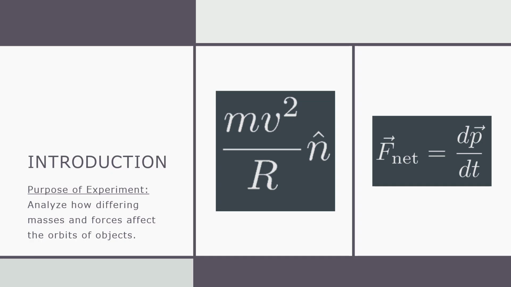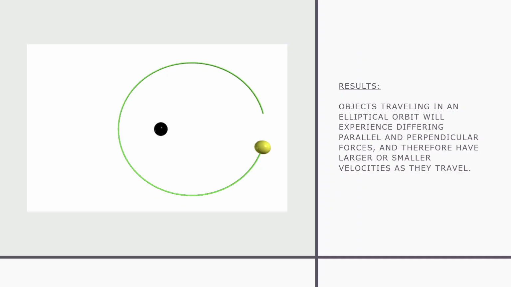motion, the perpendicular component, and I also have the net force, Newton's second law, in relation to momentum, which is important because the parallel component of an object moving in a circle or an ellipse is equal to this.